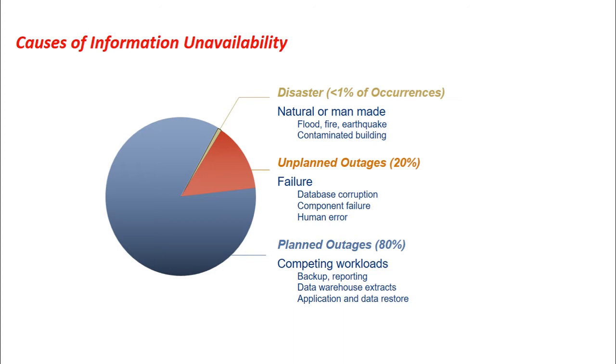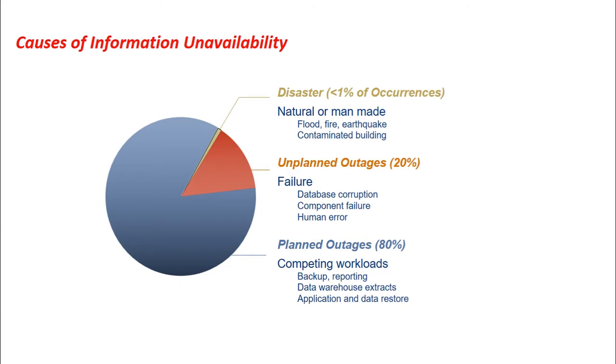So all these things are unplanned outages, which contribute to about 20% of the information unavailability. And the last factor that we have is natural or man-made disasters, such as flood, fires, earthquakes, and contamination. These contribute a very small percentage of the information unavailability. So remember, information unavailability may be due to planned outages, unplanned outages, or disasters, which may be natural or man-made.